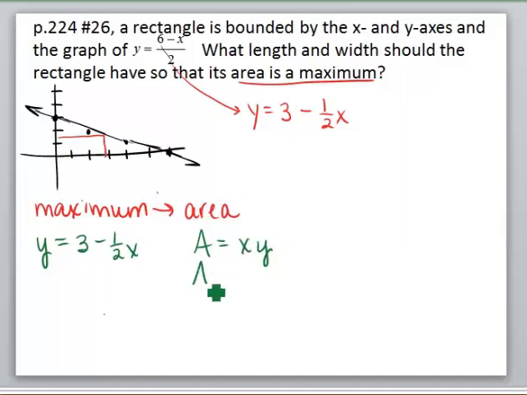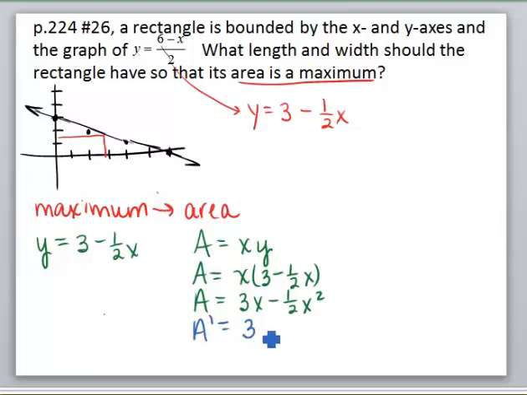I do want this as a function of one variable, so I'm going to replace the y with a 3 minus 1/2 x. And I'll rewrite this as 3x minus 1/2 x squared. Take the derivative of this, allows me to be able to find my critical numbers. So I have 3 minus, this ends up giving me x. So when I plug in 0, 0 equals 3 minus x. And my critical number then ends up being x is 3.